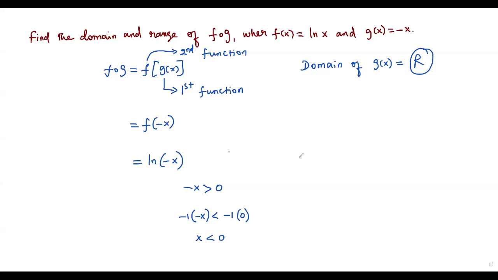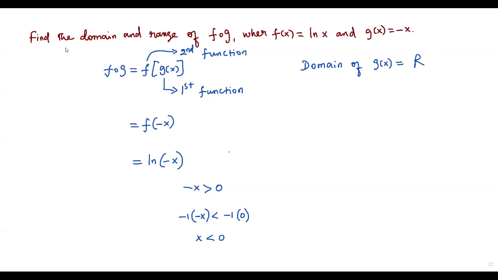Or the domain of a composite function must lie in the domain of the first function. That is, the domain of the composite function can be a subset of the set of all real numbers over here. So what do we have to conclude? Here we got the domain of the result of the composite function, that is x less than 0. And the domain of the first function is all real numbers.